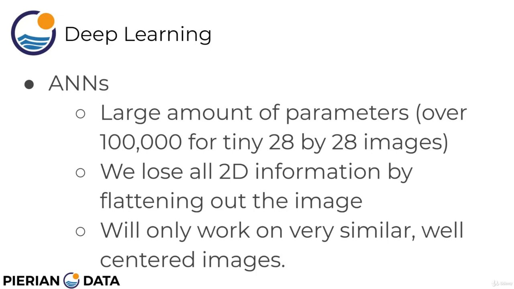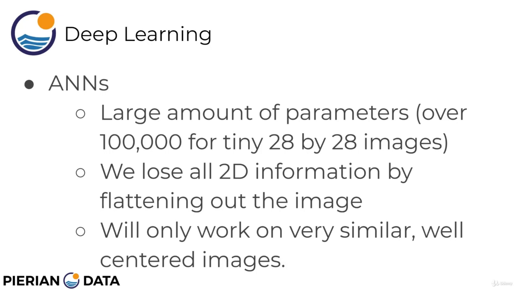So if we try to scale an artificial neural network to normal sized images, you're going to end up with not just 100,000 parameters, but a million parameters. And so training time is going to take forever. The other problem with an artificial neural network is, recall that we had to flatten out the data before feeding it into the network. And if we flatten out the data, we basically lose all two-dimensional information. And the other issue is an ANN will only perform well where images are extremely similar.